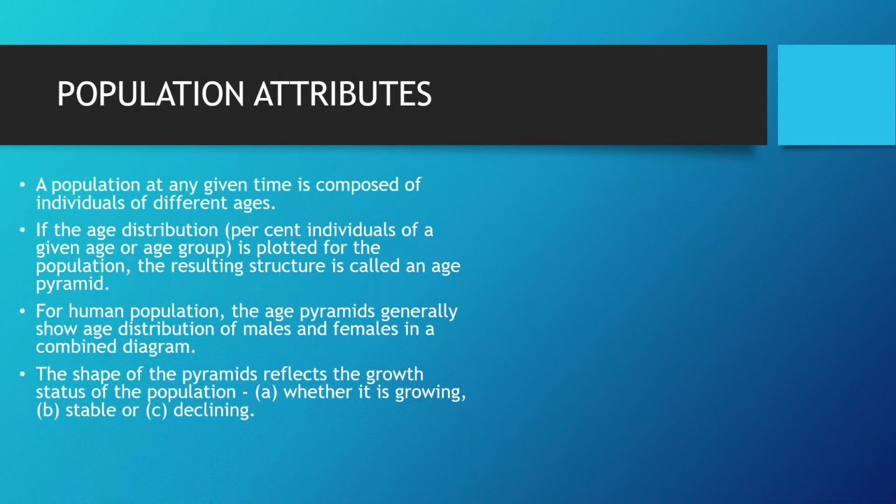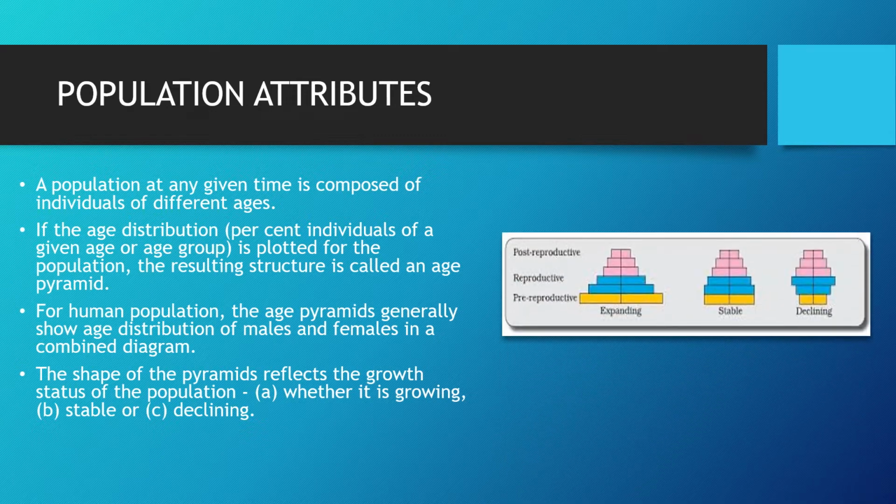A population at a given time is composed of individuals of different ages. When the age distribution is plotted for the population, the resulting structure is called an age pyramid. For human population, age pyramids show age distribution of males and females in a combined diagram. The shape of the pyramids reflects the growth status of the population. It is of three types.